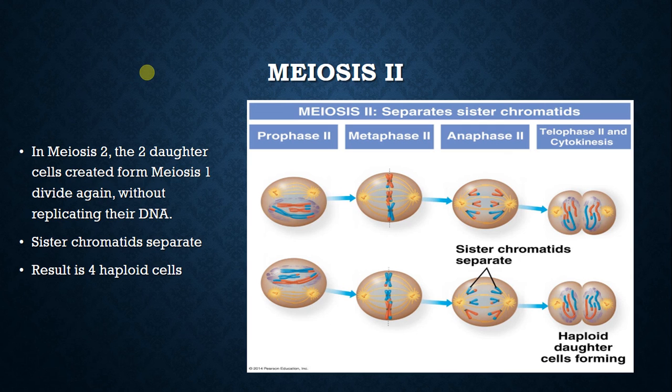Then meiosis 2 occurs. In meiosis 2, the 2 daughter cells created from meiosis 1 divide again without replicating DNA. This separation is exactly the same as mitosis. Sister chromatids separate, all of the chromosomes line up along the metaphase plate, and they get pulled apart, so each resulting daughter cell will have one sister chromatid of each of the 23 chromosomes. Alright? So, prophase, metaphase, anaphase, telophase 2, pretty much the same as mitosis. Essentially the same as mitosis.